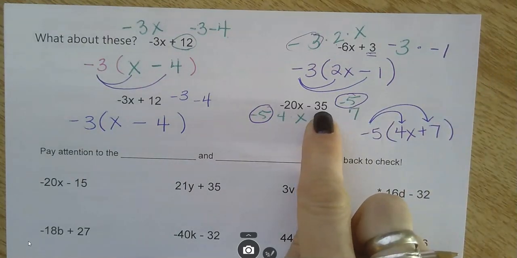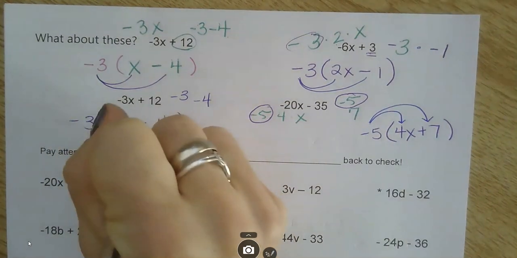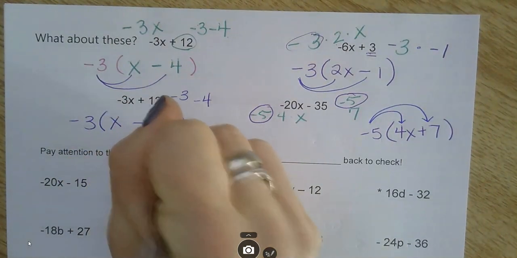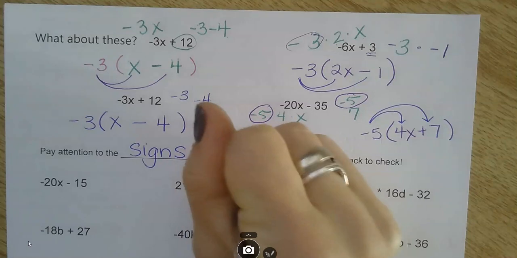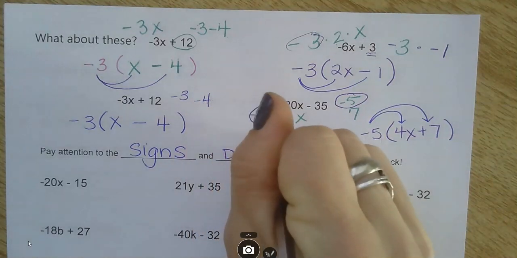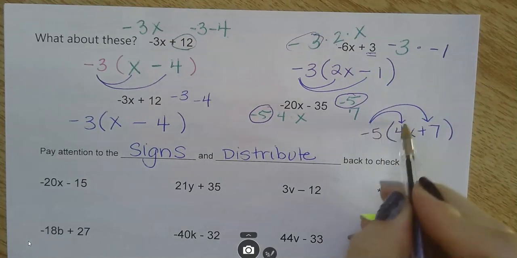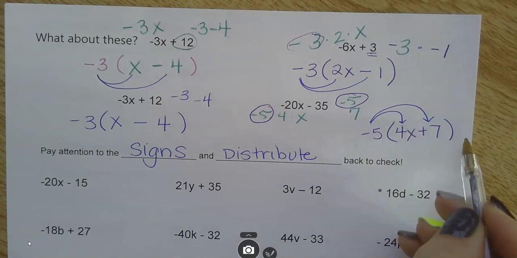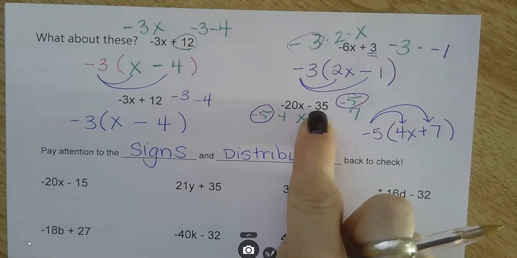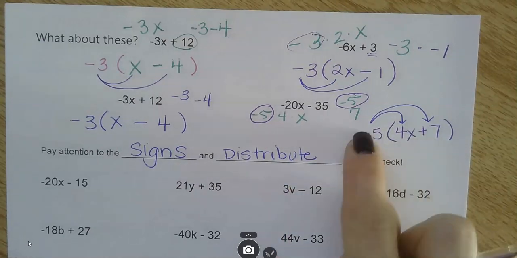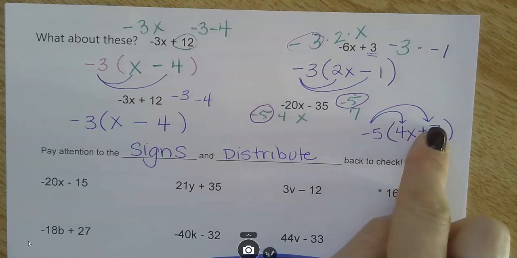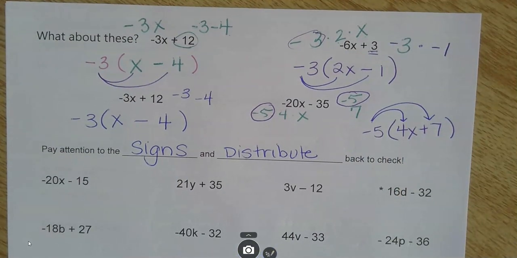Good. So pay attention to the signs, the positive and negatives, and distribute back again. Use your arrows to go back and check it. You should always get your original expression back again. You are going to find and fix so many mistakes if you make sure to double check yourself. Okay?